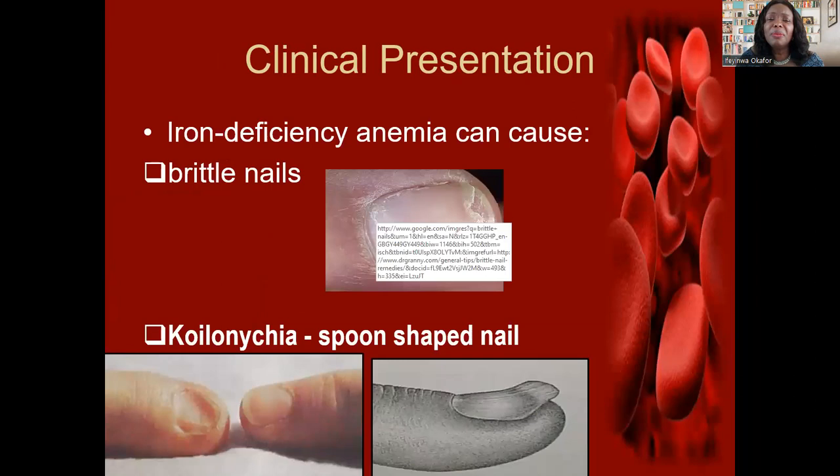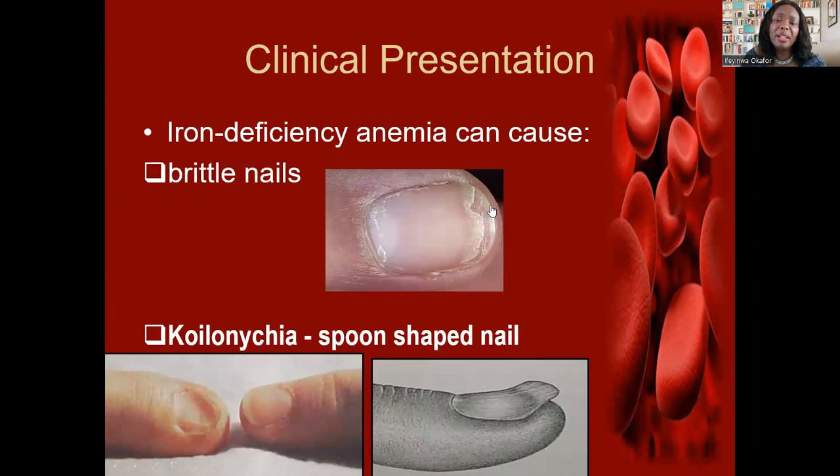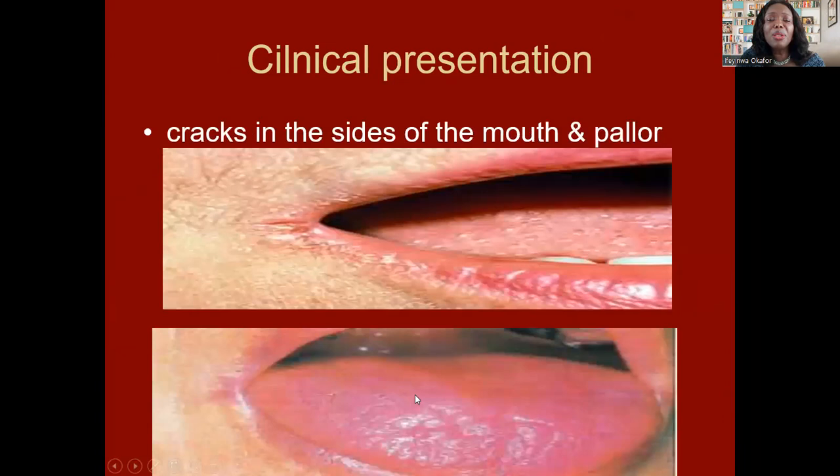Clinical presentation. How does it present clinically? Iron deficiency anemia can cause brittle nails, as shown in the slides here. Koilonychia, spoon-shaped nails, as shown in the slide. It can also present as cracks at the corners of the mouth.